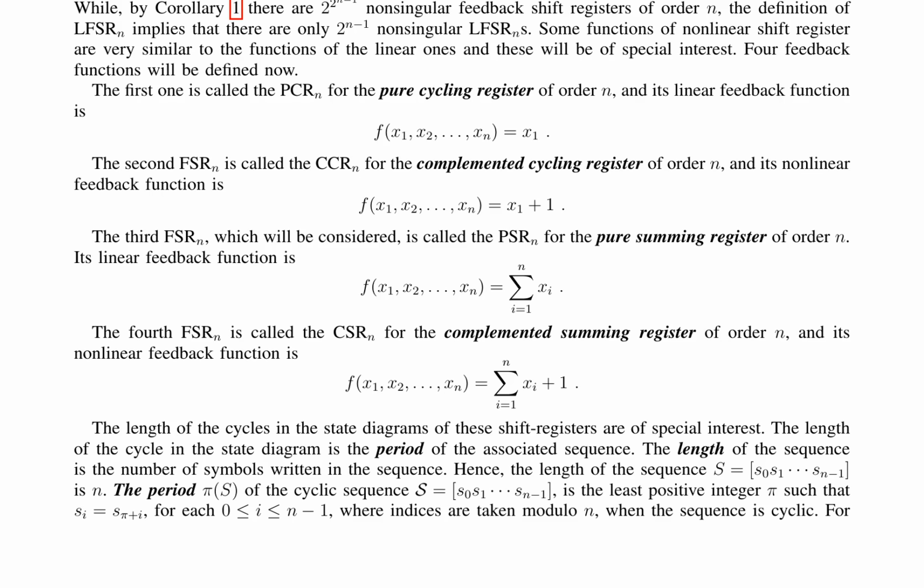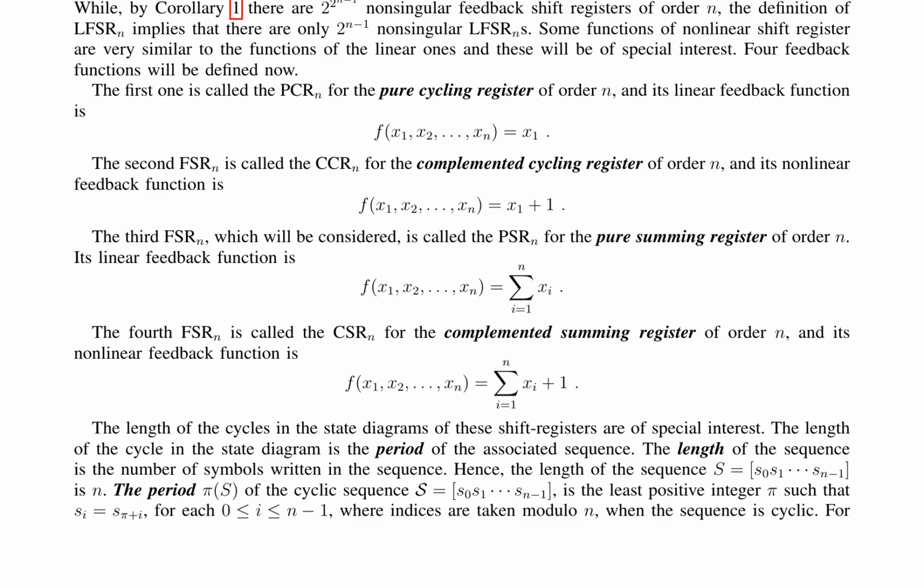The length of the cycles in the state diagrams of these shift registers, which corresponds to the period of the associated sequence, is of special interest. The period π(s) of the cyclic sequence s = s_0 s_1 ... s_{n-1} is the least positive integer π such that s_i = s_{π+i}, for each 0 ≤ i ≤ n-1, where indices are taken modulo n, when the sequence is cyclic.